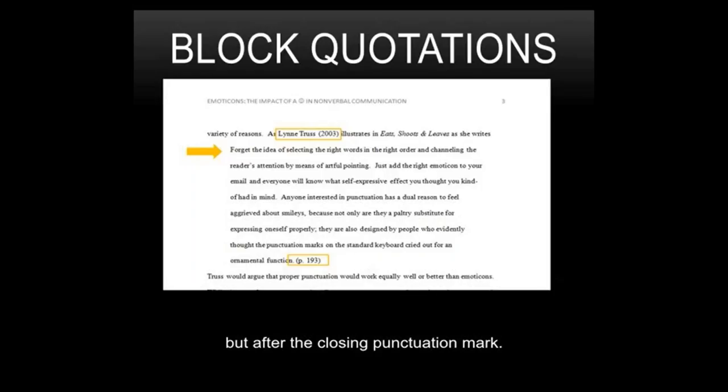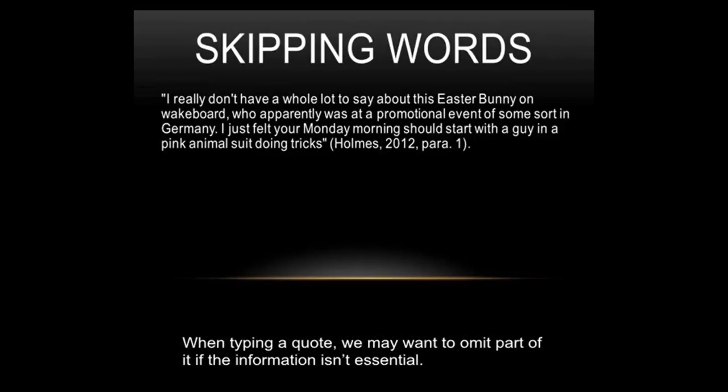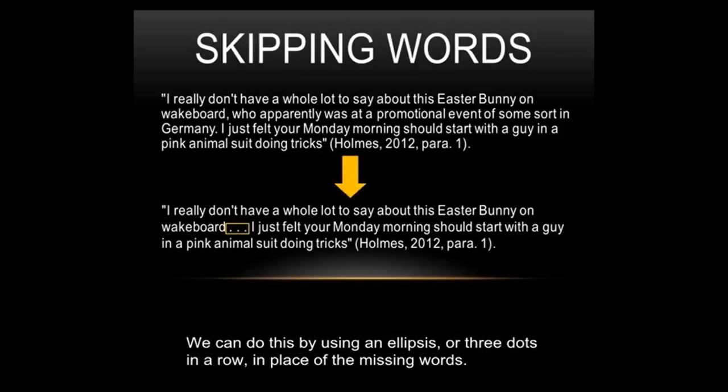How can we skip part of a quotation? When typing a quote, we may want to omit part of it if the information isn't essential. We can do this by using an ellipsis, or three dots in a row, in place of the missing words. The in-text citation will be the same.